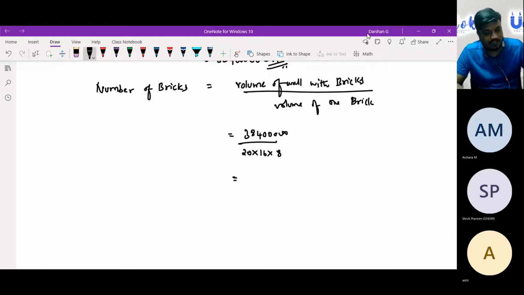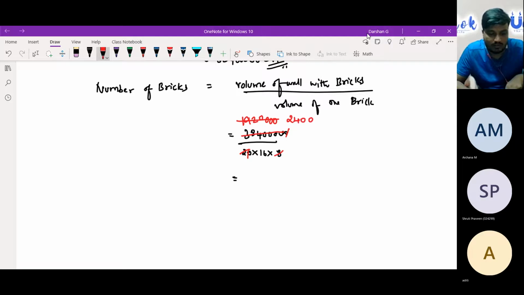So 384 with zeros, I can cancel a 0 here and a 0 here. If I directly divide by 20, I'll get the answer as 192000. Then I can again cancel it by 8. If I divide by 8, I would get the answer as 24000. Then I can divide again by 8, that I would get something like 3000. So we need 15,000.